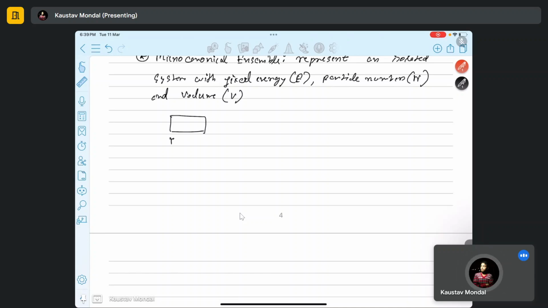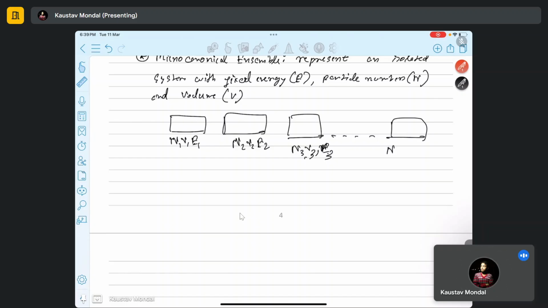Okay, so let's suppose there are many ensembles: N1, V1, E1, N2, V2, E2, N3, V3, E3, up to NK, VK, EK. All of these possible combinations of number of particles, volume and energy are fixed, which is not fluctuating. It's not like taking particles or energy from our surroundings. That is not happening, so that's why it's called isolated.